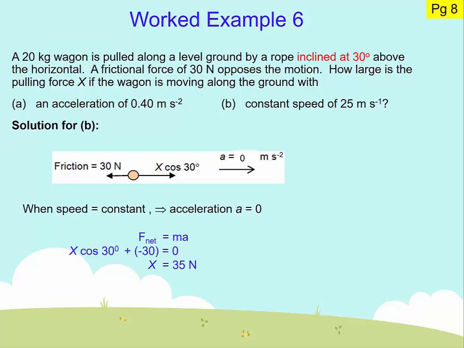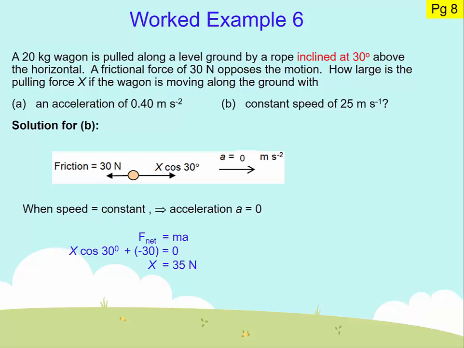So I can put into the formula again, F net equals MA. X cosine 30 is to the right, so it's positive. Friction is to the left, so it's negative 30. On the right hand side of the equation, A is 0, so the right hand side is 0. Solving this, we get X equals 35.